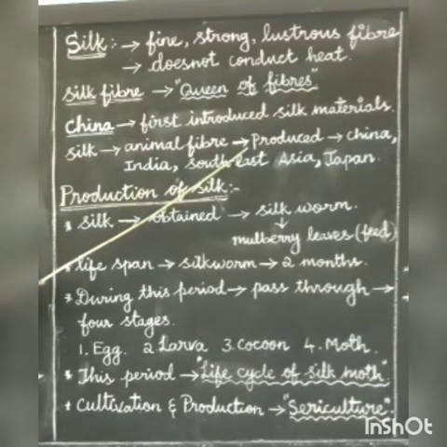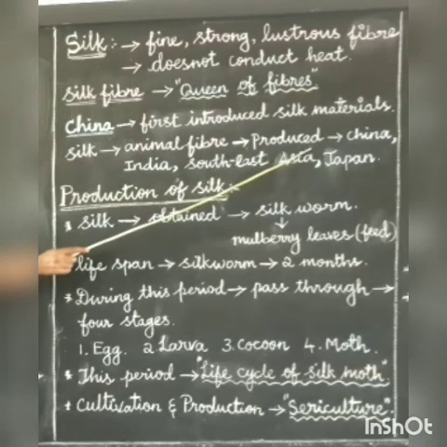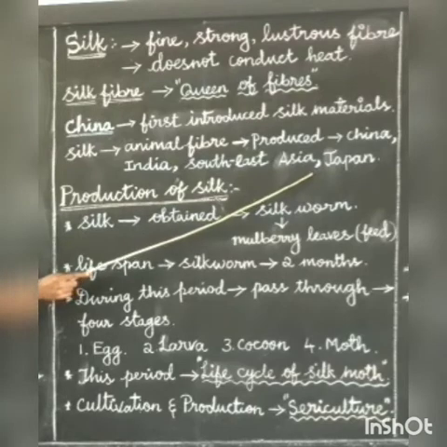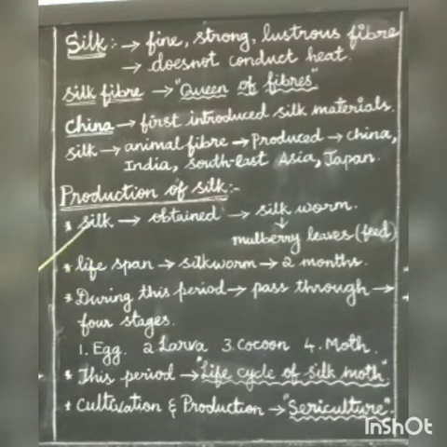Silk is considered an animal fiber. Silk is primarily produced in China, India, Southeast Asia and Japan. Next, production of silk. Silk is obtained from silkworms, which feed on mulberry leaves.